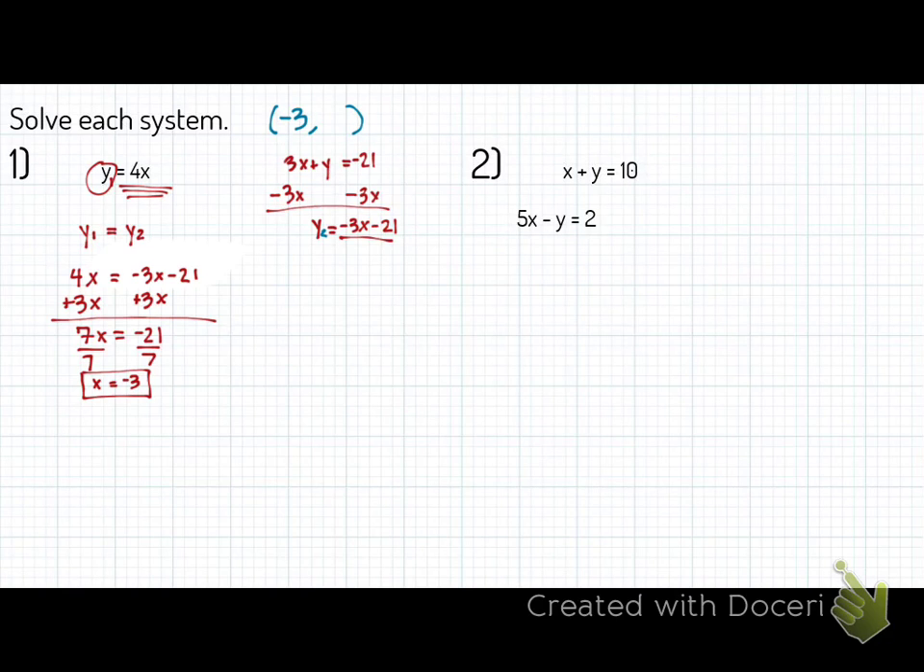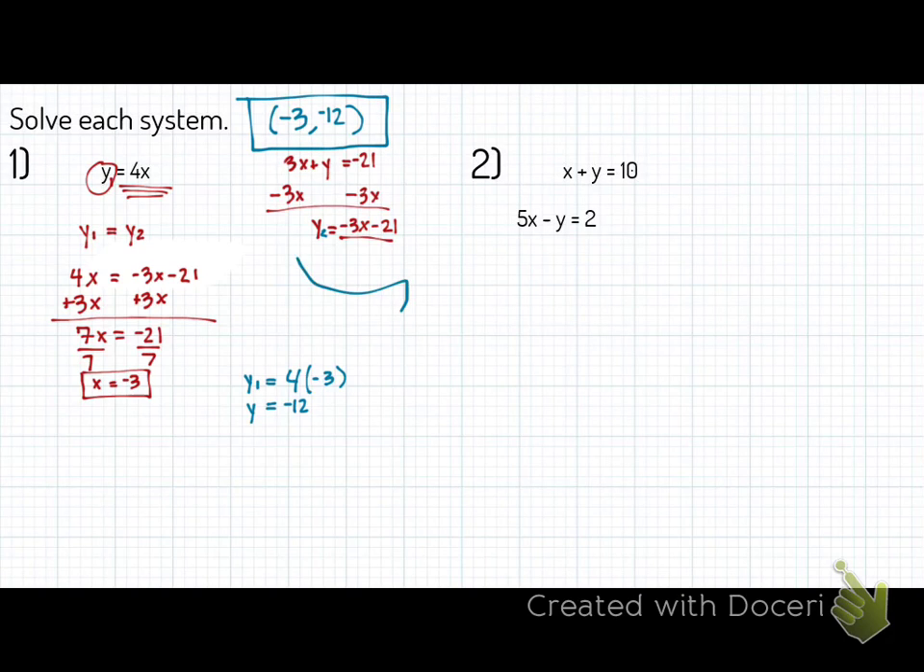I'm going to take the first equation, I'll do y sub 1 and rewrite it as 4x, but instead of x I'm going to put in the value of negative 3. 4 times negative 3 is negative 12. So y is equal to negative 12. So put that in here, and there's your answer. Okay? So the answer to this first one is negative 3, negative 12.